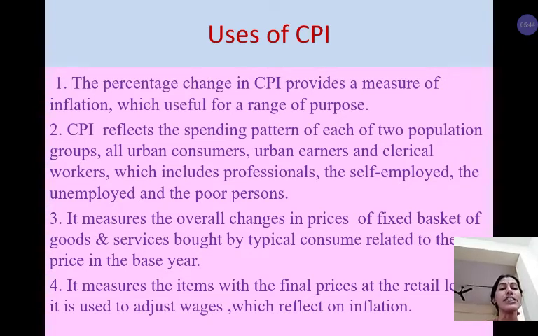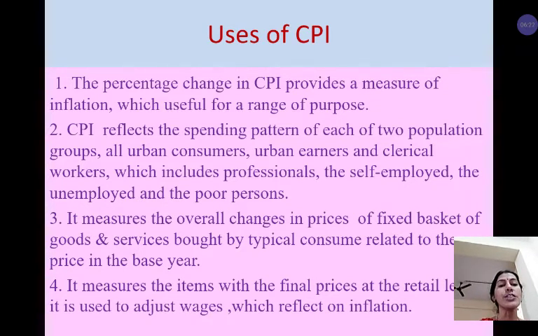And next, it measures the overall changes in prices of a fixed basket of goods and services bought by a typical consumer, relative to the price in the base year. So it shows the typical consumer, meaning the rational consumer always prefers to spend within their income. Within the income, how much I am earning and how much I am spending. Within my income only, I will plan my purchases. So how much has the price changed? In 2010, how much I paid for my essential goods, and the same goods, how much I am paying right now. If I compare, that will be useful for my standard of living.